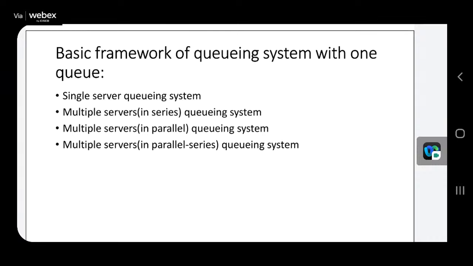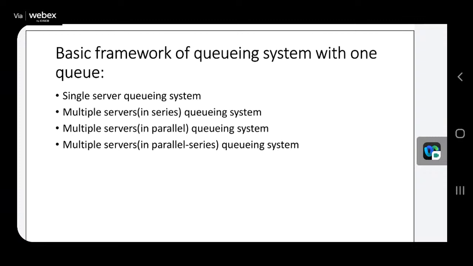Now multiple servers in parallel: the best example is a railway station. If you go to a railway station, there will be 3 to 4 cabins where they issue tickets. It is left to your choice to choose any one of the cabins where the queue length is less, and you can just go and join that. So that is called multiple servers in parallel.